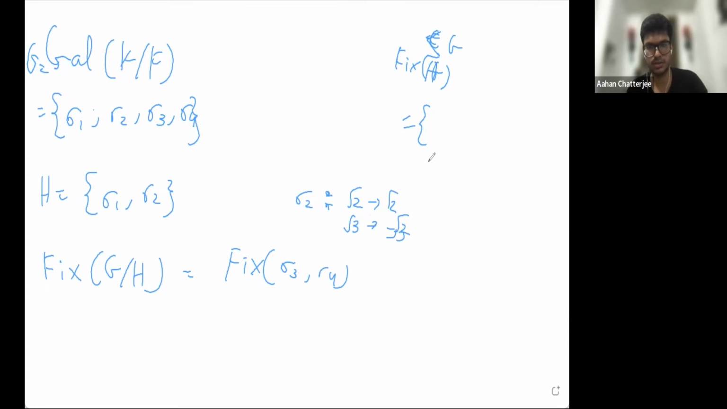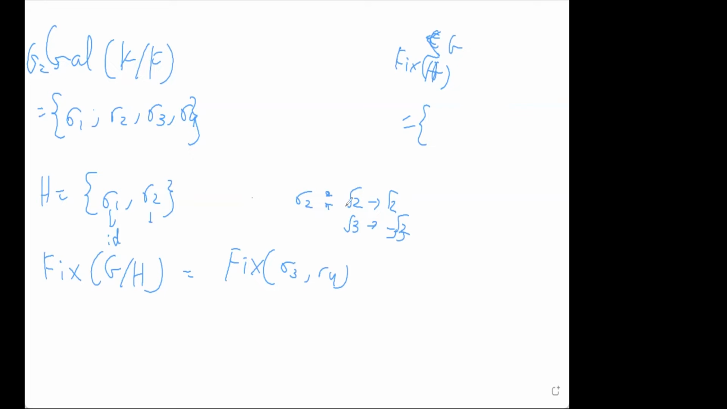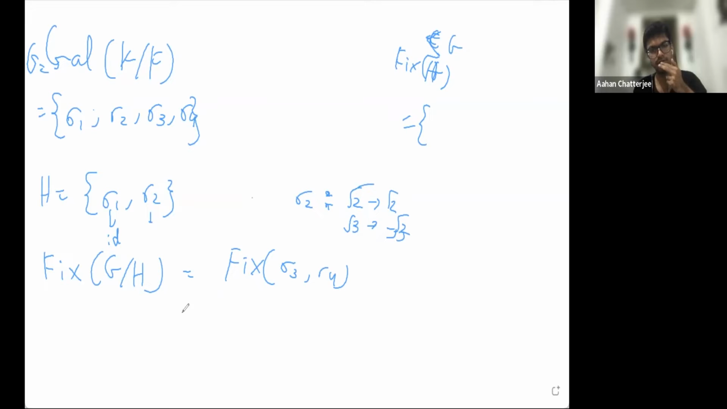So for example, in this case, if we want to look at the fixed field of sigma 1, sigma 2, we want to find the subfield that is fixed by the automorphisms sigma 1 and sigma 2. Sigma 1 is just the identity, so everything is fixed. So what we want to see is the things that are fixed by sigma 2. That will be exactly Q(root 2), right? Yeah, okay, I got it. And so now we are looking at the fixed field G upon H, so that is the fixed field of sigma 3, sigma 4.